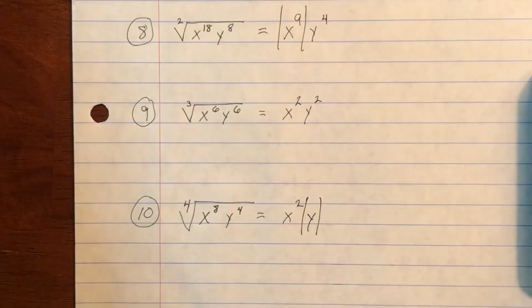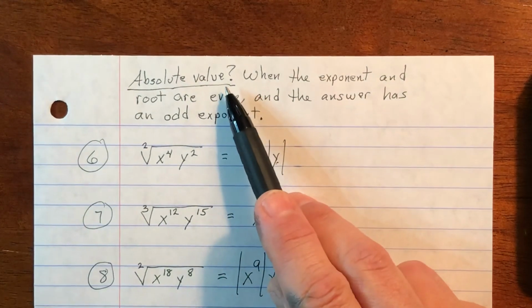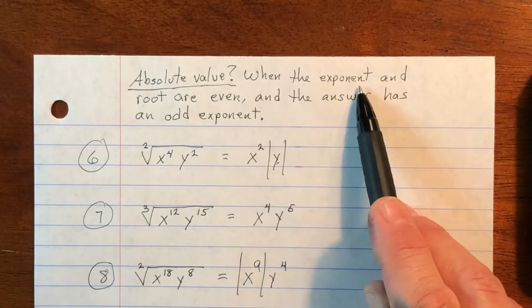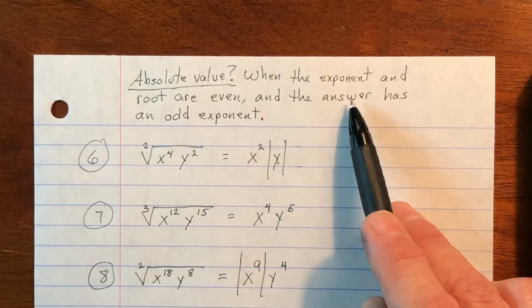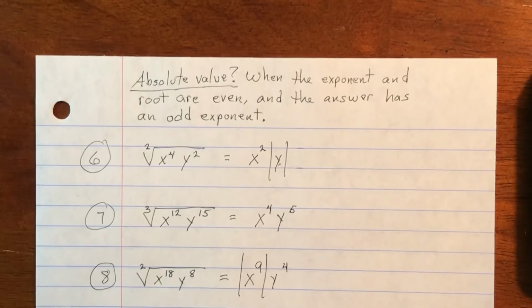Okay? So, when you're doing these problems, just make sure you keep this in mind. The only time you need absolute value symbols is when the exponent and the root are even and the answer has an odd exponent. Okay, I hope that helps, and I will see you next time.